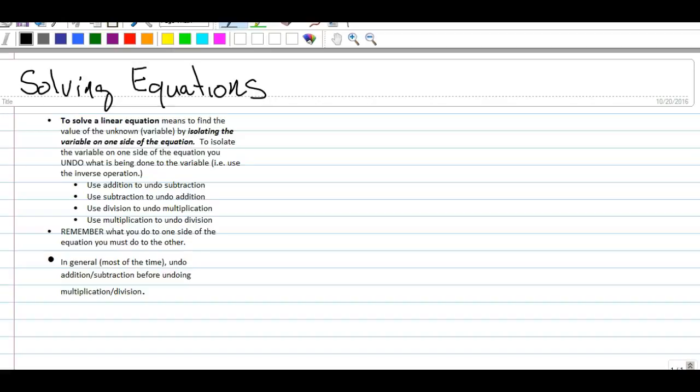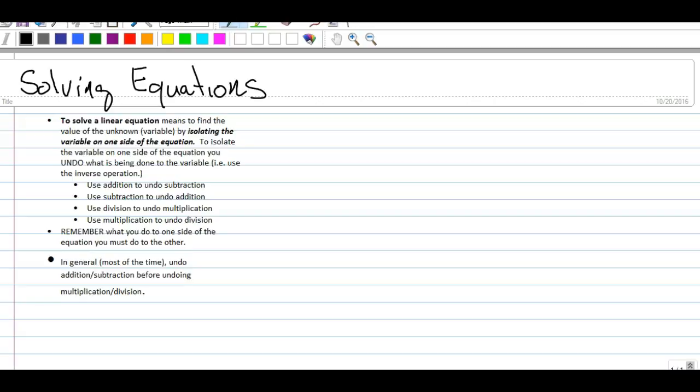Today we're going to solve equations. To solve an equation means to find the value of the unknown. In other words, you have to determine what the variable is equal to. And the way that you find the value of the unknown is you isolate the variable. It means to get the variable on one side of the equation by itself.